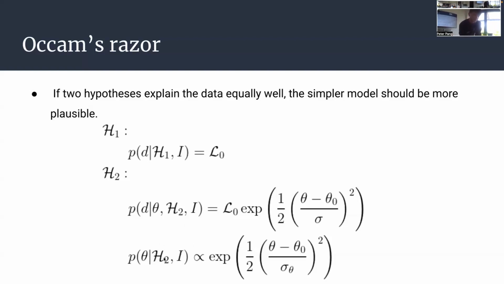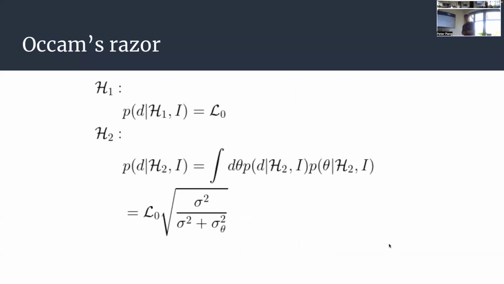Because for H2 we have a free parameter, you also need to put a prior on this parameter, and let's say it's also a Gaussian centered at the same peak theta, but with a big spread, sigma theta. Then I can go through the whole Bayesian calculation, like calculating the evidence. For H1, it's very simple because no integration needs to be done. L1 is already the evidence. For H2, you need to do one integral, but it's also very simple: just two Gaussians multiplied together give another Gaussian, and you get something like this.